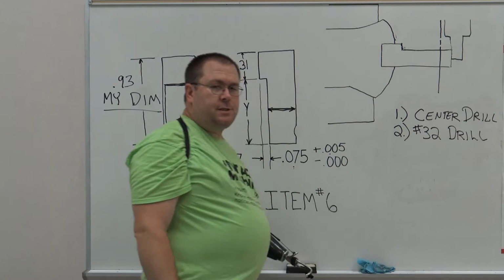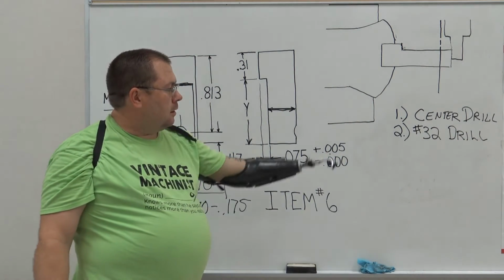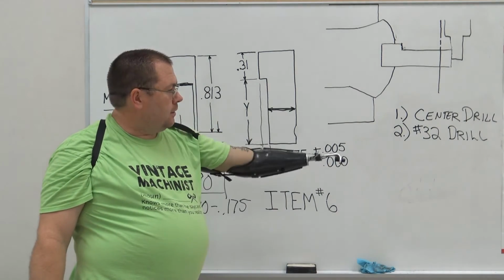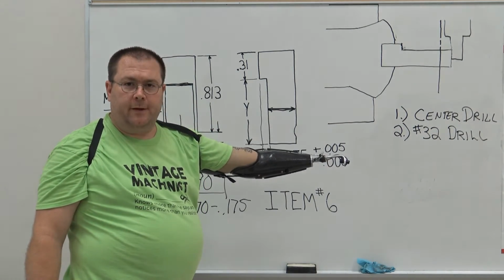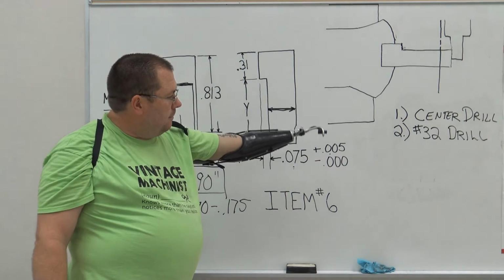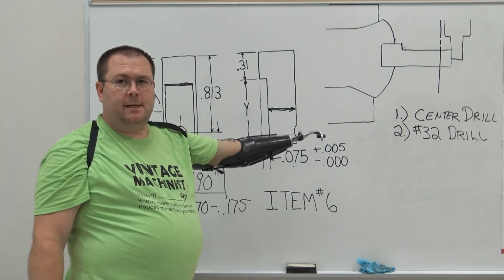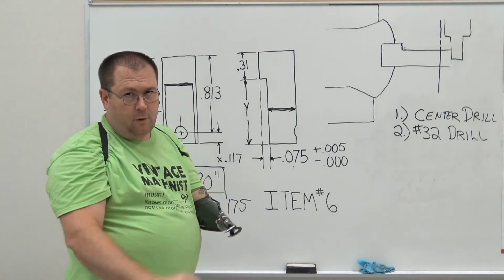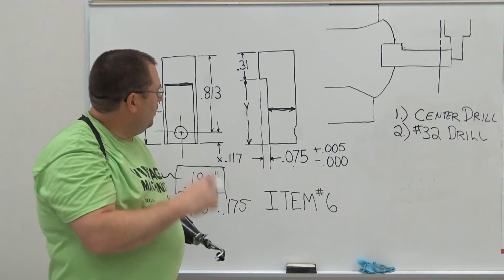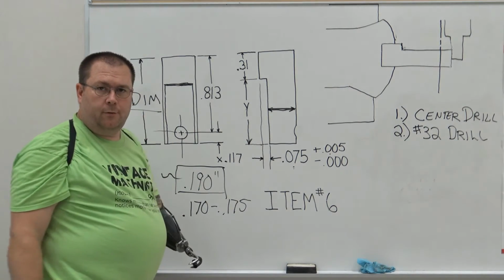If you have questions about that, go back and look at the math and go to your decimal equivalent chart and figure out which size. Remember, that 32 drill, 116 thousandths, I'm going to measure it before I drill the hole. And we're going to drill all the way through.